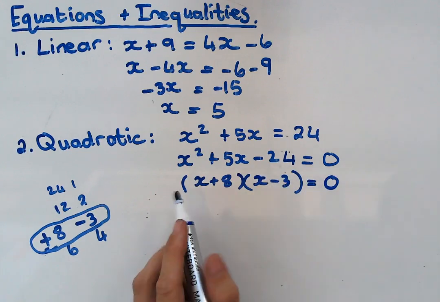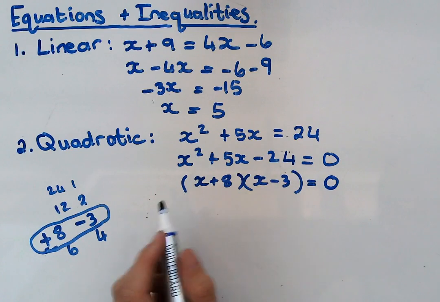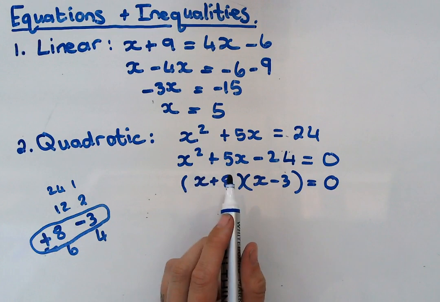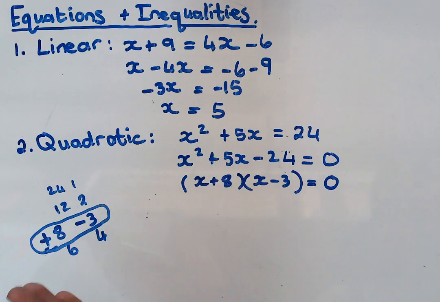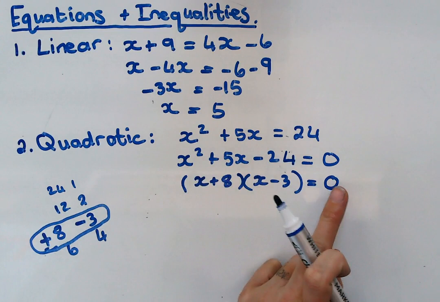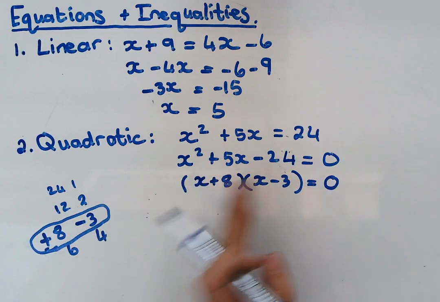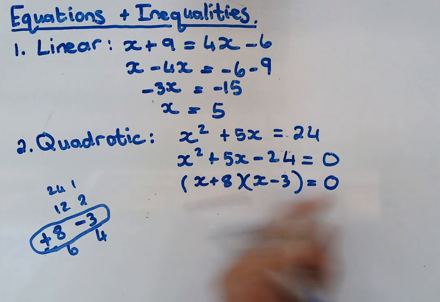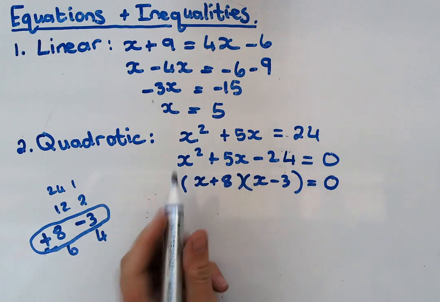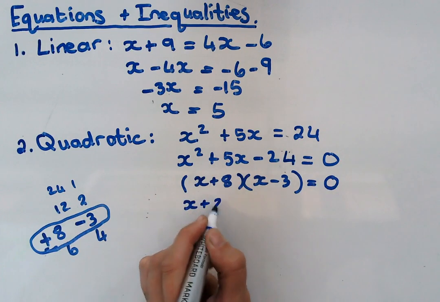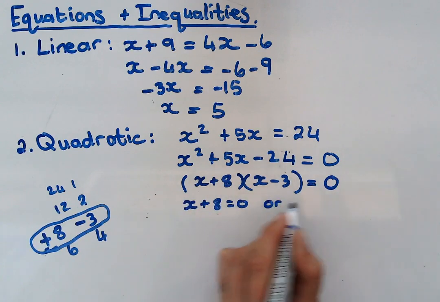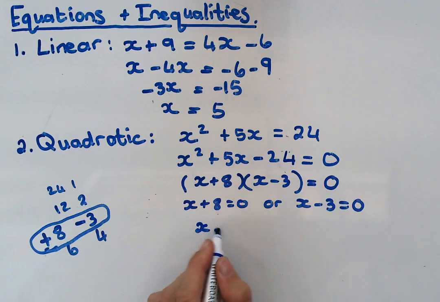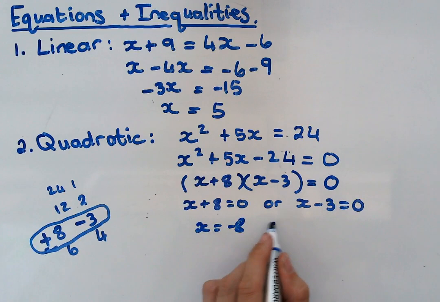That gives me equal to 0, and then I'm going to use what is called the zero factor law. The zero factor law says if two things in math are multiplied with one another and it gives me 0, one of the two things must be 0. So this is two brackets multiplied with one another, it gives me 0. One of these brackets must be 0. So x plus 8 is 0, or x minus 3 is 0, and then x is minus 8, or x is equal to 3.